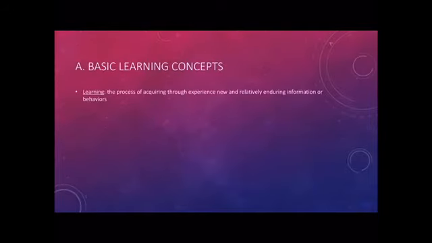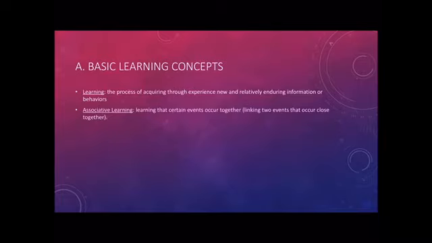So learning is all about acquiring through experience new and enduring information or behaviors. So coming upon something and introducing it into your memory and your experience. There are two types of learning that we talk about in this chapter. The first is associative learning, and that is learning about two things that occur together.